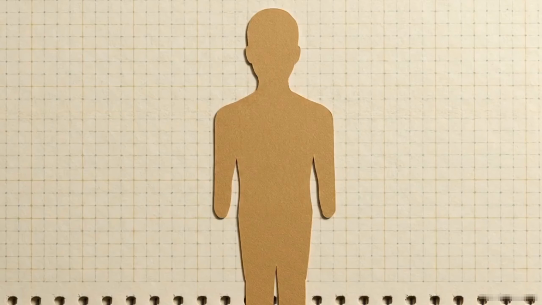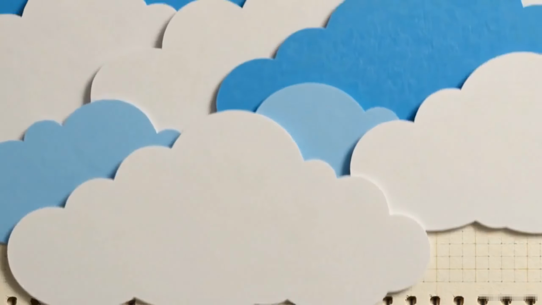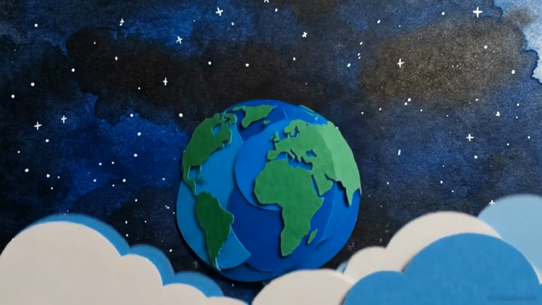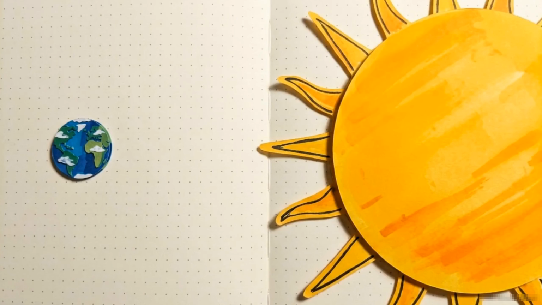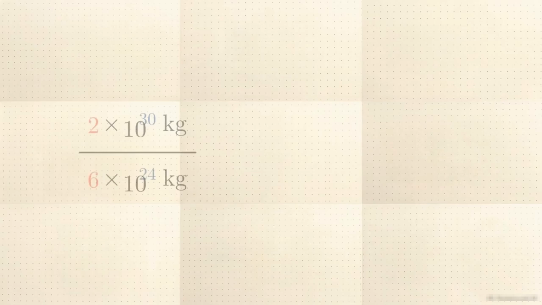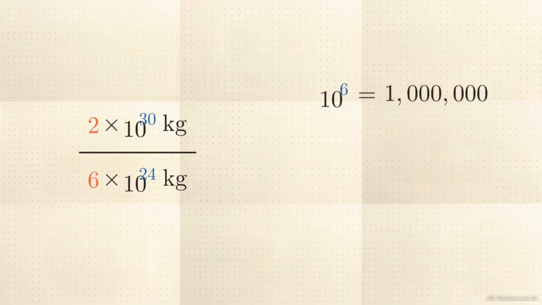Moving beyond the human scale, we pull back to find the Earth, which has a mass of 6 × 10⁻⁴ kilograms. Continuing outward, the Sun fills the view at 2 × 10⁻³ kilograms. To find the jump in size between the two, we look at the gap between 30 and 24. That's a difference of 6, ballparking the Sun at 1,000,000 times heavier.